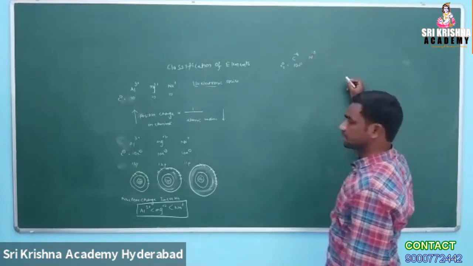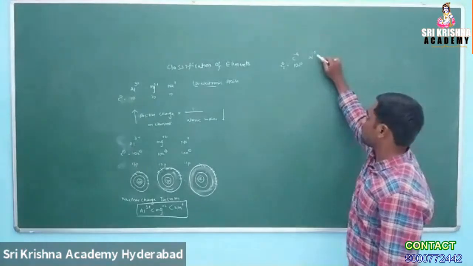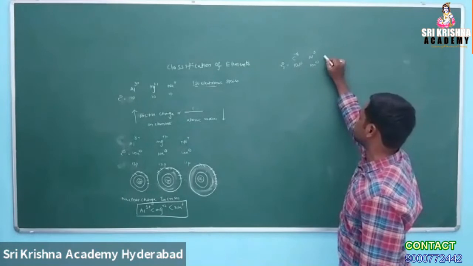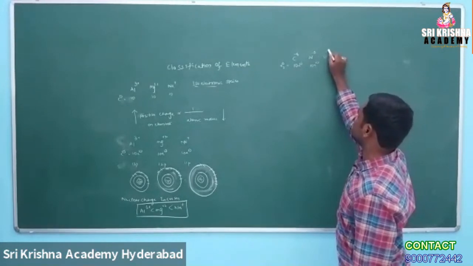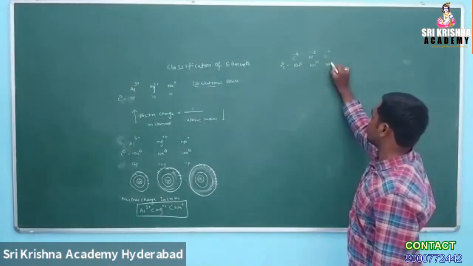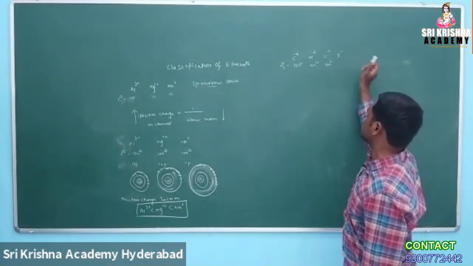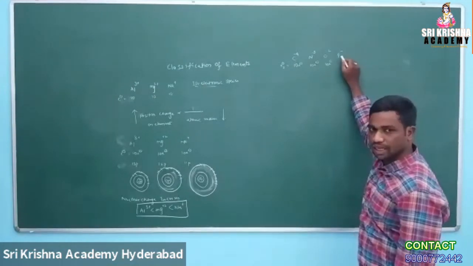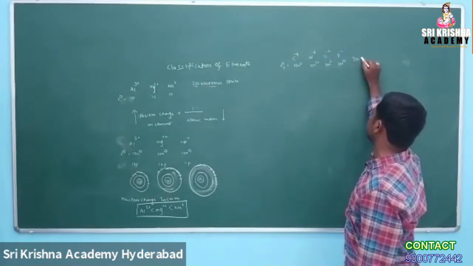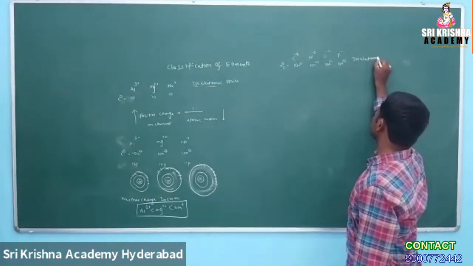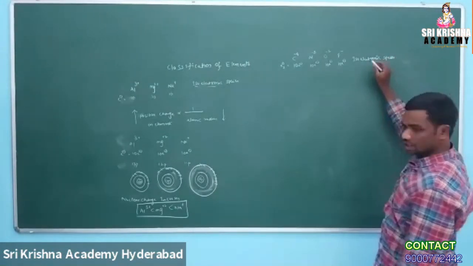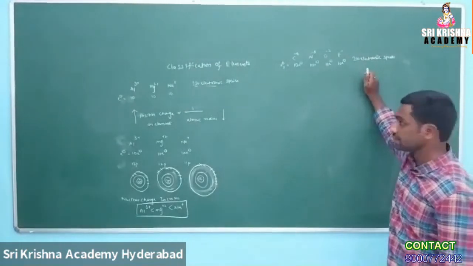Nitrogen, I am writing N3-. Nitrogen atomic number is 7. Add 3 electrons, that is 10 electrons. This is equal to a noble gas configuration. After nitrogen, next oxygen is O2-. Atomic number of oxygen is 8, so add 2 electrons. This is also 10 electrons. Next F-. Fluorine atomic number is 9, add 1 electron. This is 10 electrons. This is also isoelectronic species. Isoelectronic species means the same number of electrons.